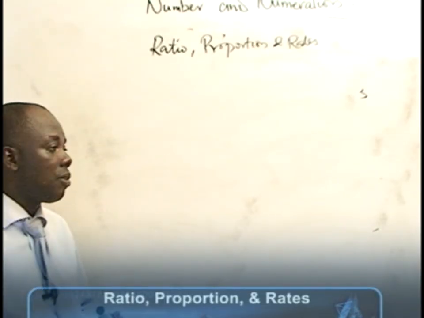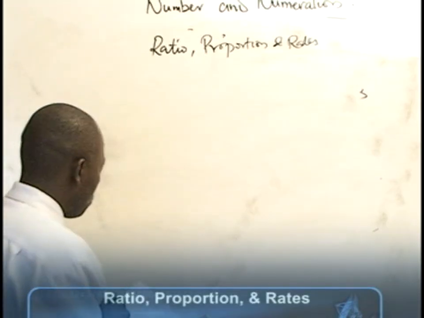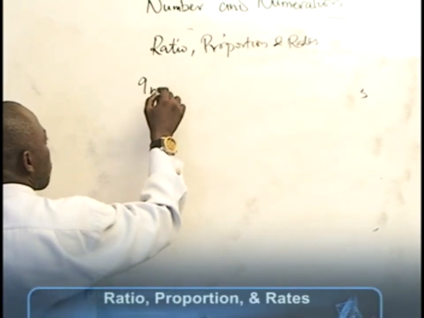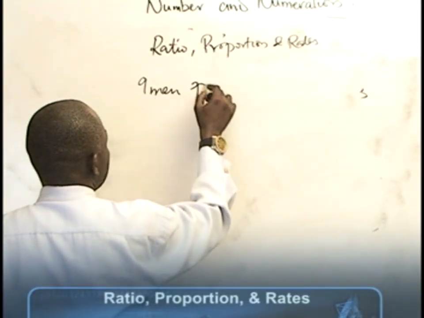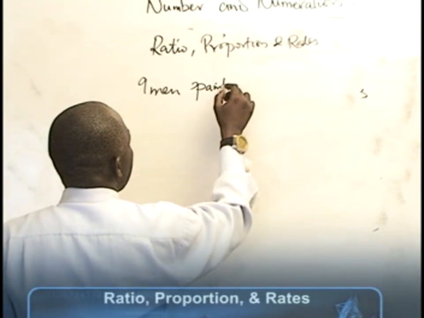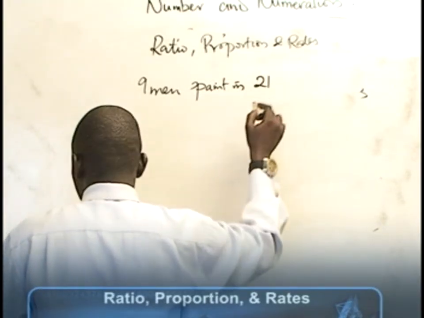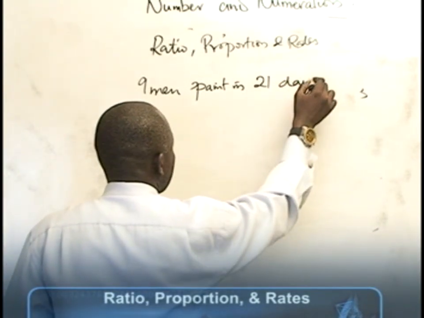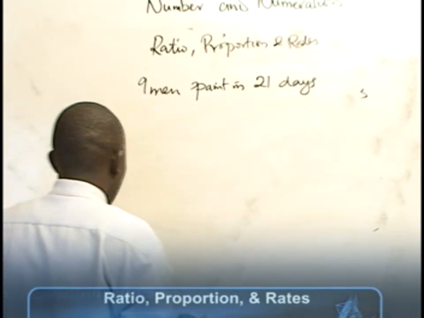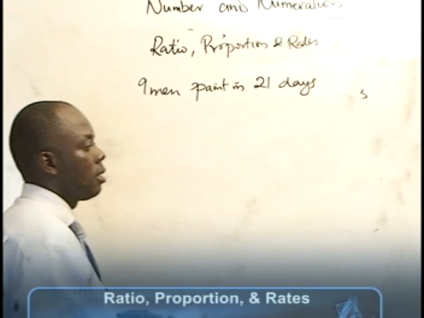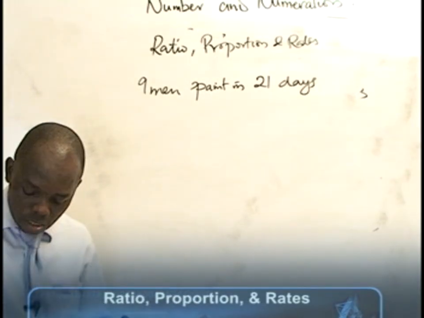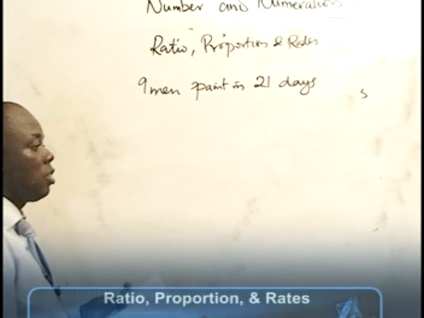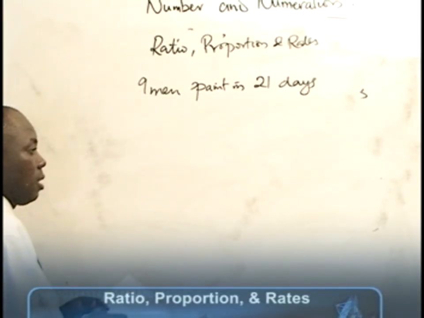All right, so let's take the first example. The first example says 9 men paint in 21 days. How long will it take one man? The easiest way to know how correct what you're doing is find out how long it will take one person.